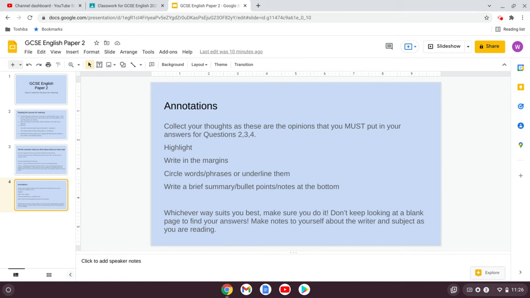So lots of thoughts, lots of opinions, backed up with quotes and terminology. Highlight as you go. You may use highlighters. You may write in the margins and collect your thoughts in each paragraph. You may circle words. You may underline them. You may just read it and write a brief bullet point list or scattered notes at the bottom to collect your thoughts. But whichever works best for you, please do it and collect your thoughts. Okay, it is the most important skill.